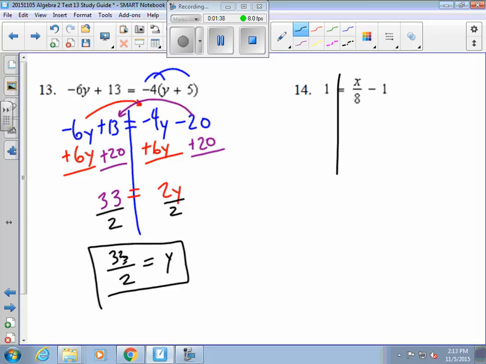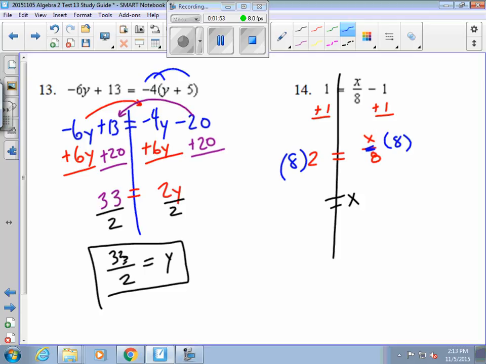Undo subtraction of 1 first by adding 1. If you add it to the right, add it to the left. 1 plus 1 is 2 is equal to x over 8. Then undo x over 8, which means divide by 8 by multiplying both sides by 8. 8 times 2, x's value is 16.